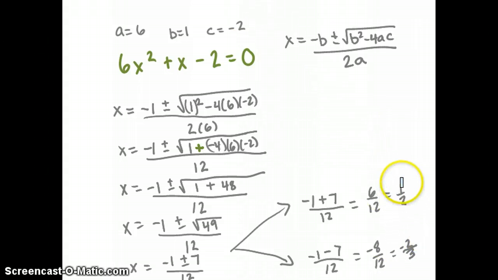Therefore, our two solutions for x are 1/2 and negative 2/3. You can always check your answers by plugging them back into the original quadratic function and making sure that you end up with an answer of 0.